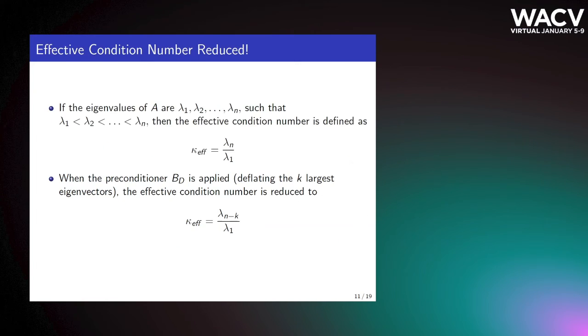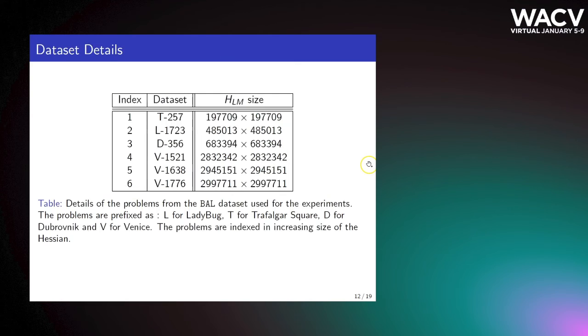Now, if lambda 1, lambda 2 up to lambda n are the eigenvalues of A, such that lambda n is the largest and lambda 1 is the smallest, then the effective condition number is lambda n by lambda 1. However, when we apply BD as a preconditioner, the effective condition number reduces to lambda of n minus k by lambda 1. These are the details of the dataset that we use in our experiments. It can be seen that the size of the Hessian ranges from 200 k to 2.9 million.